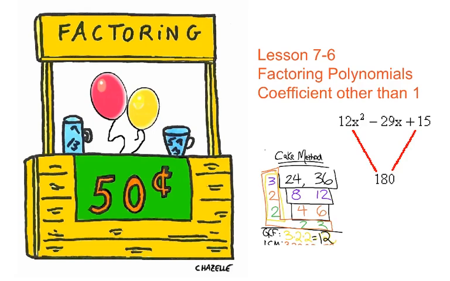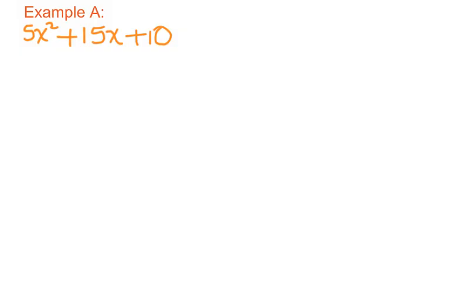Lesson 7-6, factoring polynomials, and we're looking at factoring standard form polynomials with a coefficient other than 1. So in example A, we have 5x squared plus 15x plus 10. One of the things that I want you to note right off the bat is that we have a 5, a 15, and a 10.